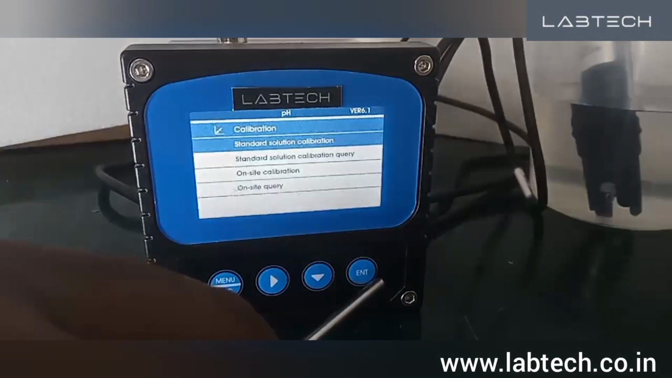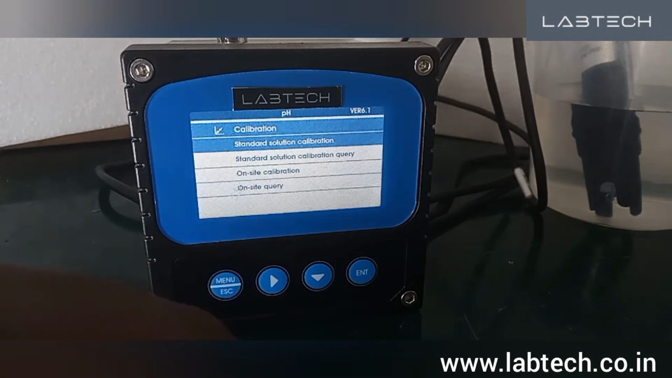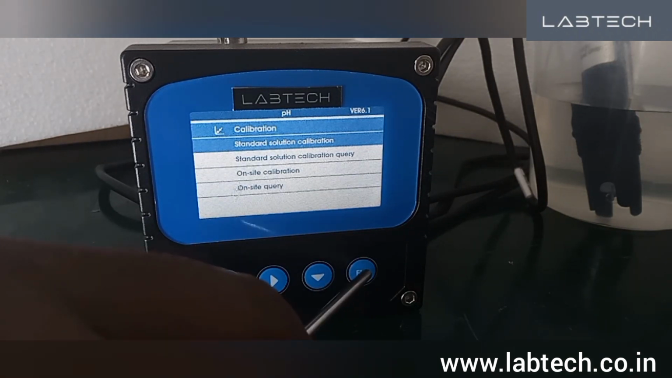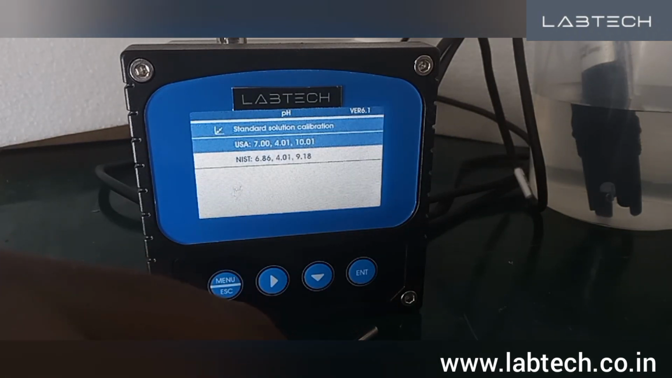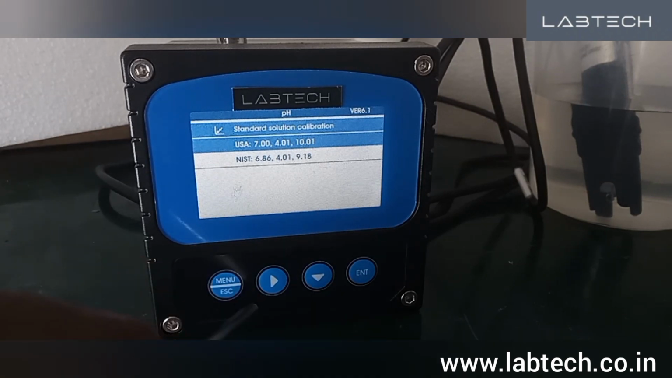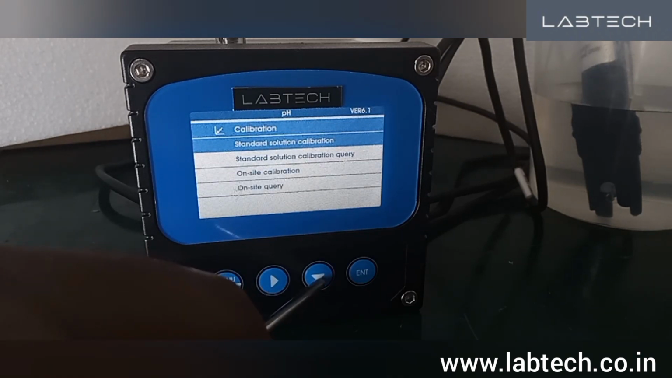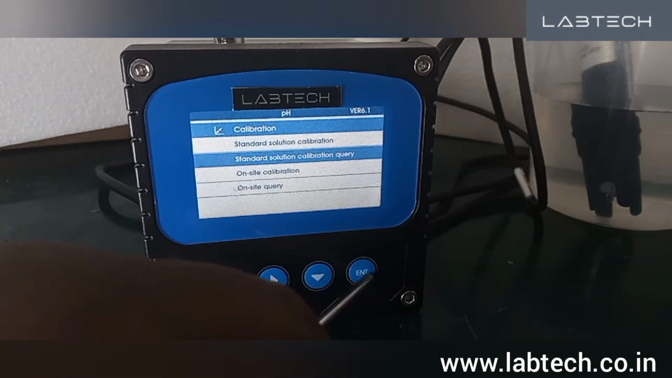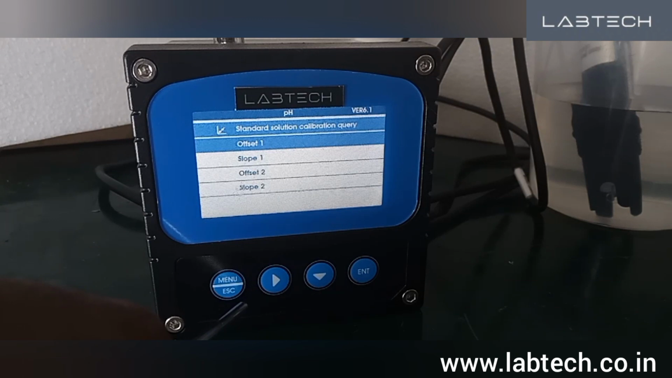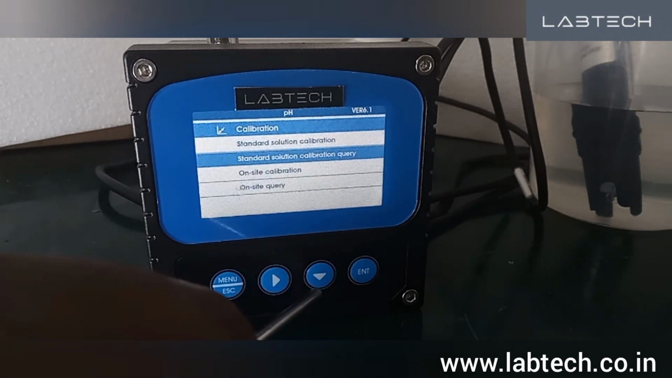Next menu is the calibration. Here we have standard calibration and field calibration. In terms of standard calibration, US standard is there, NIST standard is there. In USA, we have 7.00, 4.01, 10.01. In NIST, 6.86, 4.01, 9.18. For ORP, the standard solution value by default would be 235 millivolt. Next is field calibration. So we have the types in field calibration: offset adjustment, field offset, slope correction.